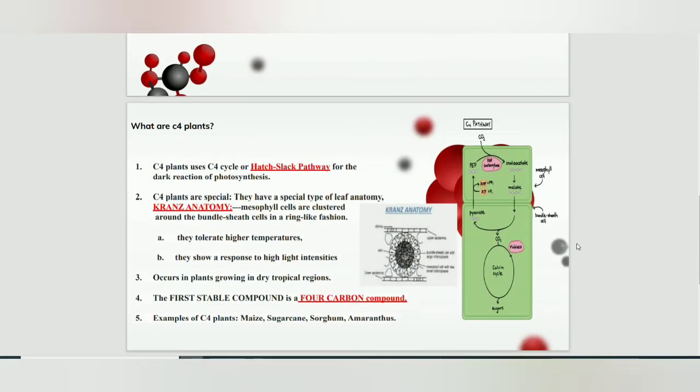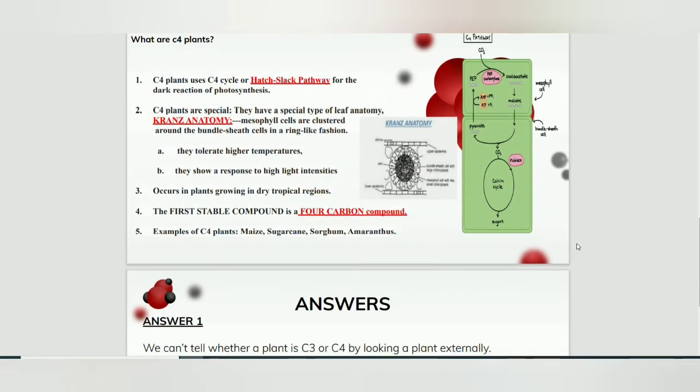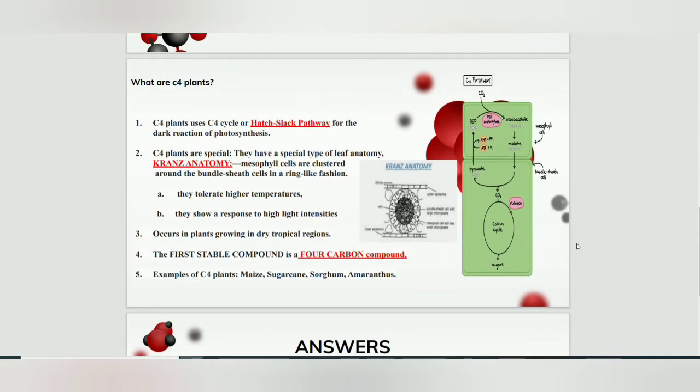C4 plants are the plants which have the C4 pathway in the Calvin cycle, in the dark phase of their photosynthesis. The C4 cycle is also known as the Hatch-and-Slack pathway, named after the scientists who discovered it. The C4 plants have a special kind of anatomy called Kranz anatomy. Kranz anatomy means that the vascular bundles in the mesophyll layer of the leaves of C4 plants are surrounded by ring-like bundle sheath cells. So this particular anatomy is called Kranz anatomy.